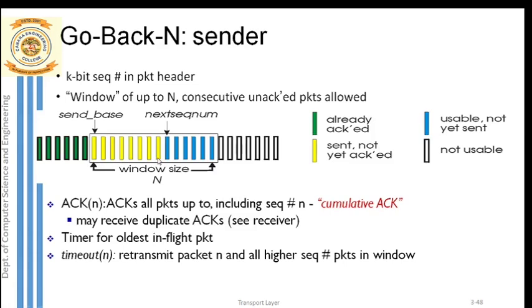I'll tell you the meaning of these different colors. Just count the number of packets now. 8 yellow packets, and then 1 2 3 4 5 6, 6 blue packets you have. So total how many? 8 plus 6, that is 14 packets inside this window.